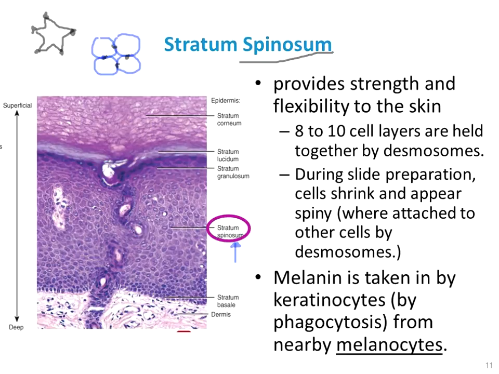So something interesting that's happening at this layer is, well, it provides strength and flexibility to the epidermis, and also melanin is being taken in by nearby keratinocytes. So the keratinocytes are doing phagocytosis, right? They're eating melanin granules from the nearby melanocytes. So then all the keratinocytes will turn the color that's determined by the melanin coming from your melanocytes.